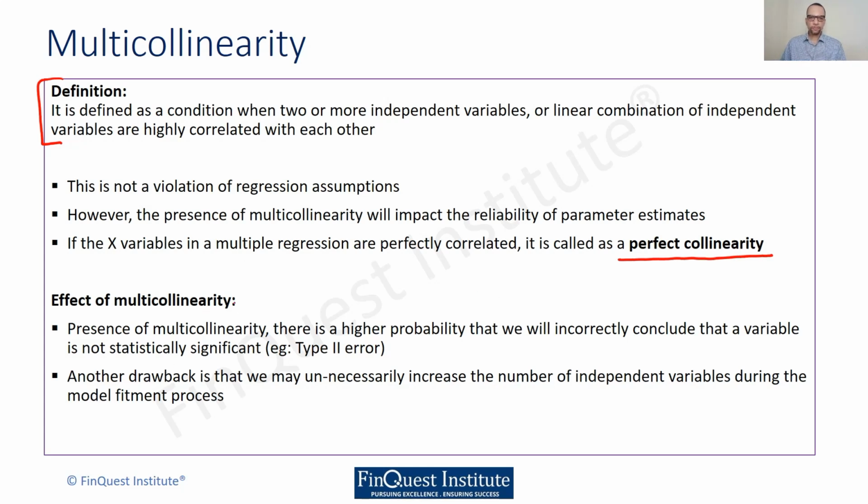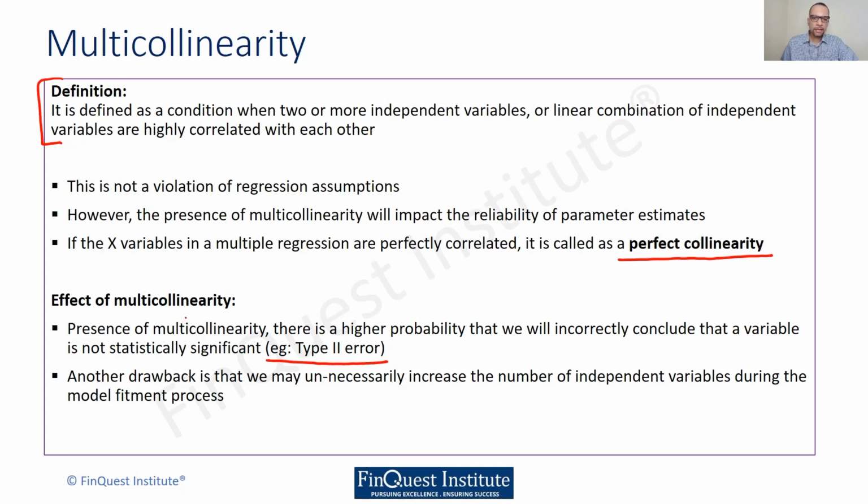Now, what are the effects of multicollinearity? So, one is whenever there exists multicollinearity, there is a higher probability that we might end up incorrectly concluding that a certain variable is not statistically significant. So, something which you also call a type 2 error in statistical analysis. So, that is something which can happen. And actually, we want to counter this problem.